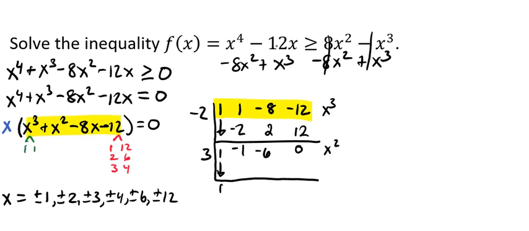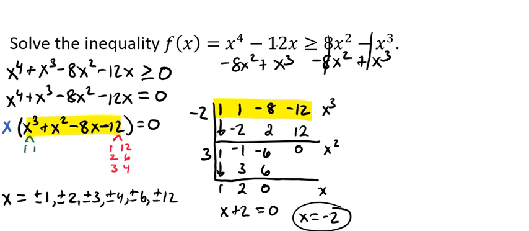So bring it down: 1, 3, 2, plus 6 gives us a 0, and now we're down to an x. So we're saying that x plus 2 is what was left. Set that equal to 0, and we get x equals -2. So we see that -2 actually had a multiplicity, right? It had a multiplicity, so we can write our factors now for that piece.